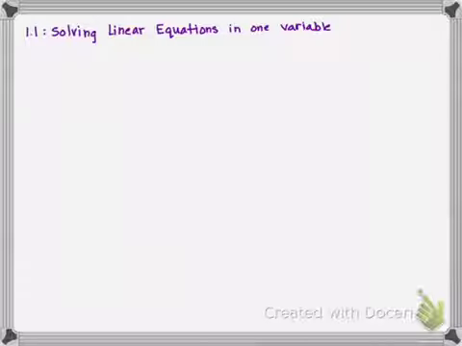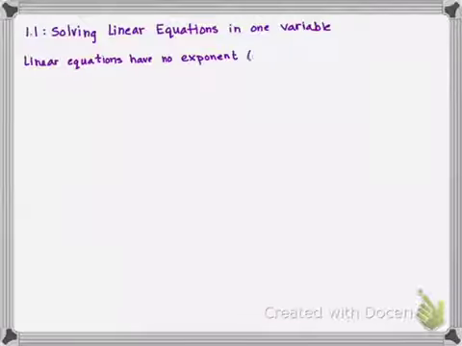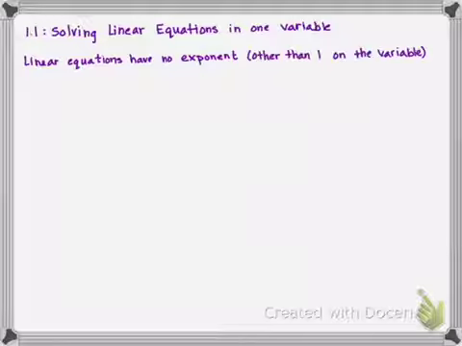Essentially, linear equations have no exponent other than one on the variable, is like the simplest way to say it. However, there's a lot of variations on what it means to have an exponent other than one. There's certain ways we can write that without it actually looking like an exponent.